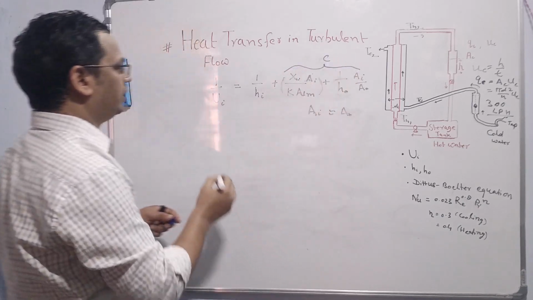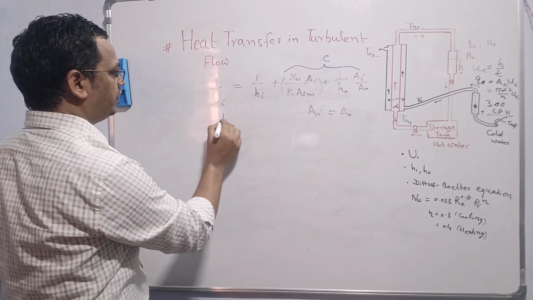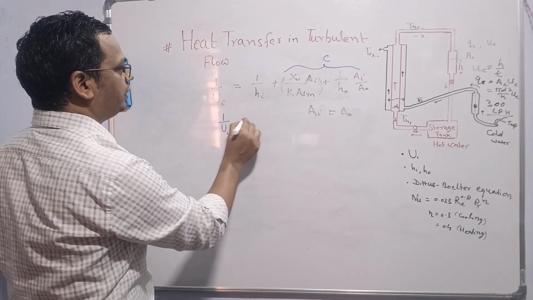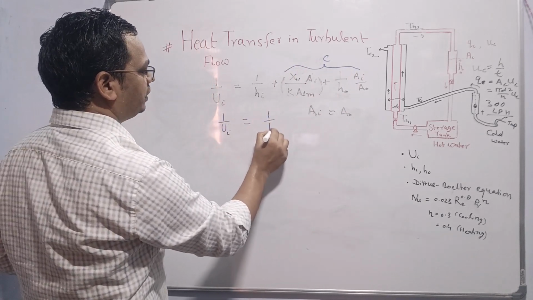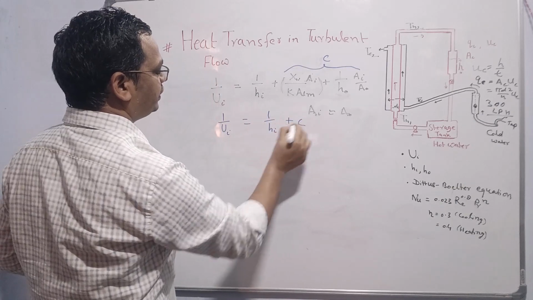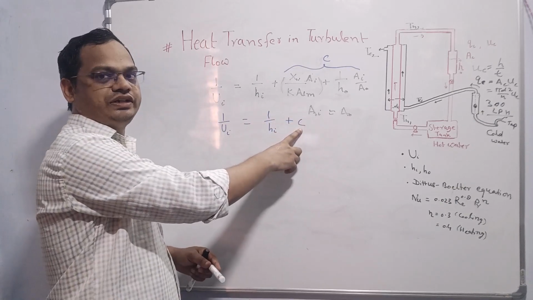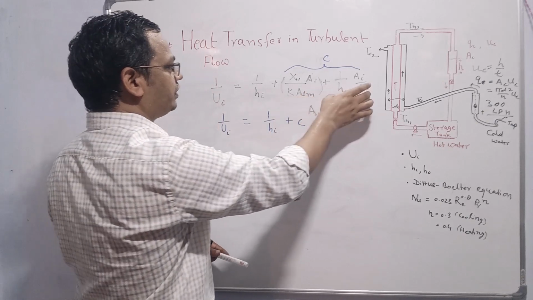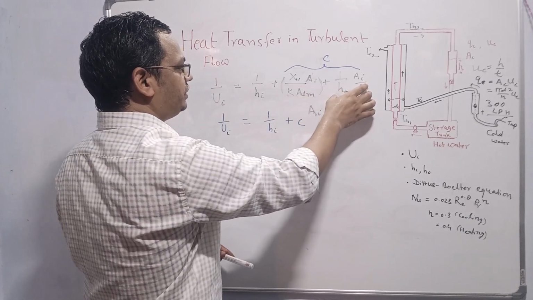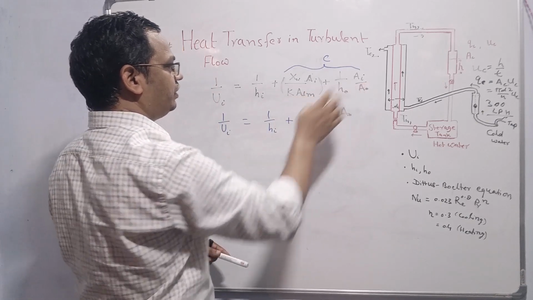We can write 1 by Ui is equal to 1 by Hi plus C, where C is the sum of the two resistances, conductive resistance plus convective resistance, which exist in the outer film.